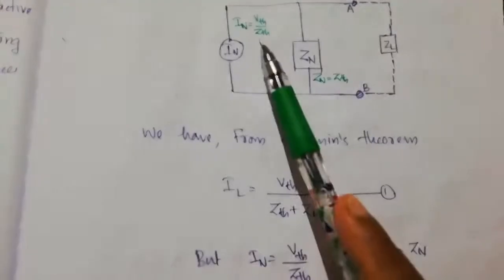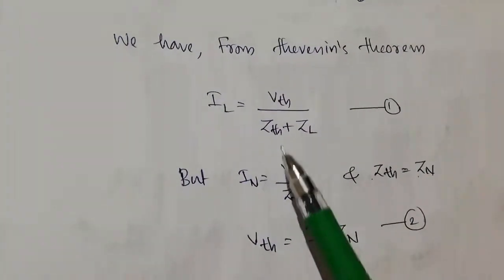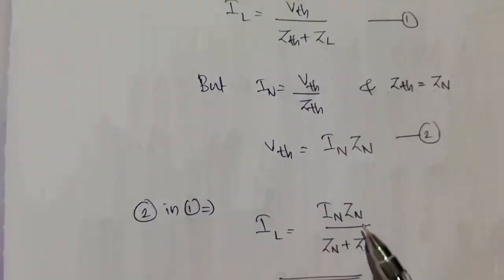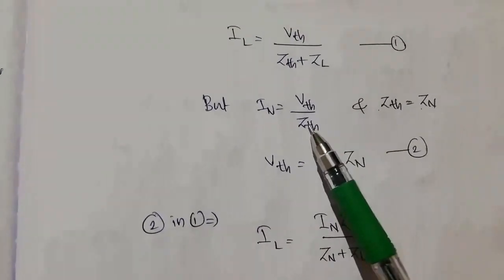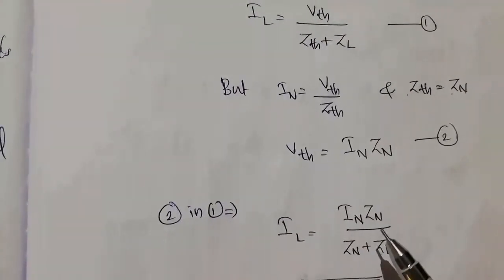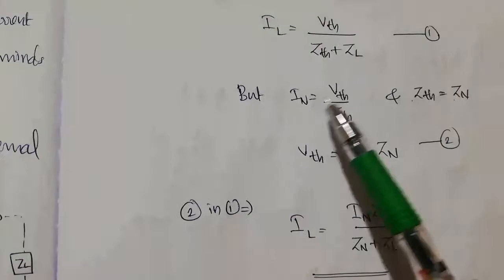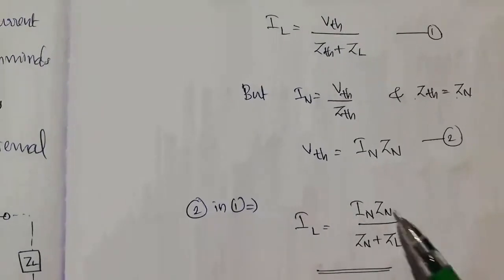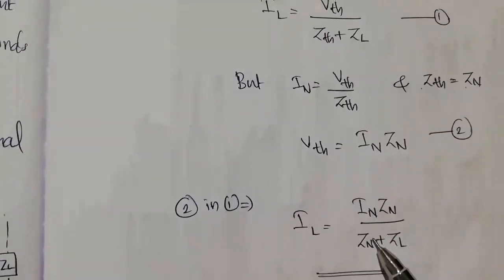We have to derive VTH and ZTH using Thevenin's method. So by replacing this, we can rewrite VTH is equal to IN ZN. By substituting here, IL will be equal to IN ZN by ZN plus ZL. So to solve a problem using Norton's method, we have to find VTH and ZTH first using Thevenin's method, and after that, IN is equal to VTH by ZTH, and ZTH is ZN itself. By substituting here we get the load current IL, and the IL we obtain using Norton's method and Thevenin's method will be the same.